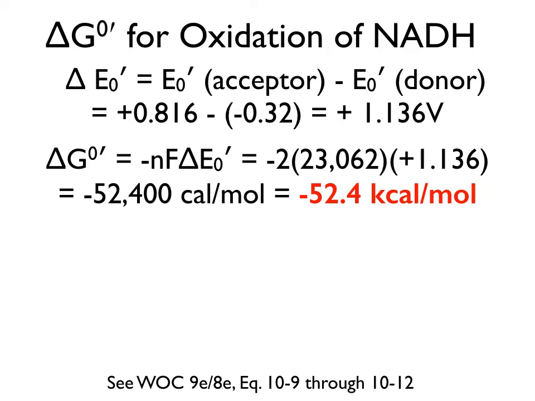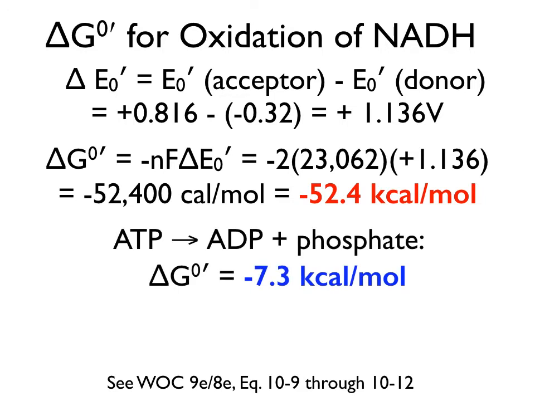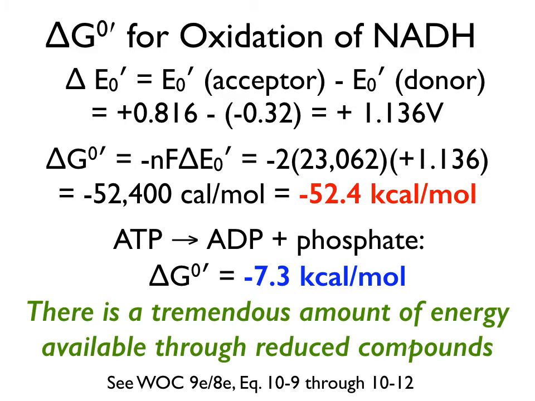And it's worth comparing that to our standard energy currency that we've discussed quite frequently already, ATP. The hydrolysis of ATP has a delta G0 prime of minus 7.3 kilocalories per mole. So you can see that the energy stored as reducing power in the case of NADH is powerful. There's a tremendous amount of energy available through reduced compounds. In fact, this is the strategy that we're going to use to ultimately generate ATP during oxidative phosphorylation.